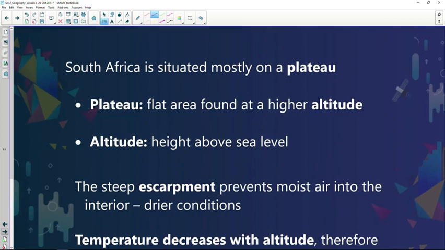Now let's continue with the next slide. We've already established plateau. It's the flat area found in higher altitude. Altitude is height above sea level, and it's always in meters. So like I've mentioned, for every single 100 meters we increase with altitude, the temperature drops with 1 degree Celsius.